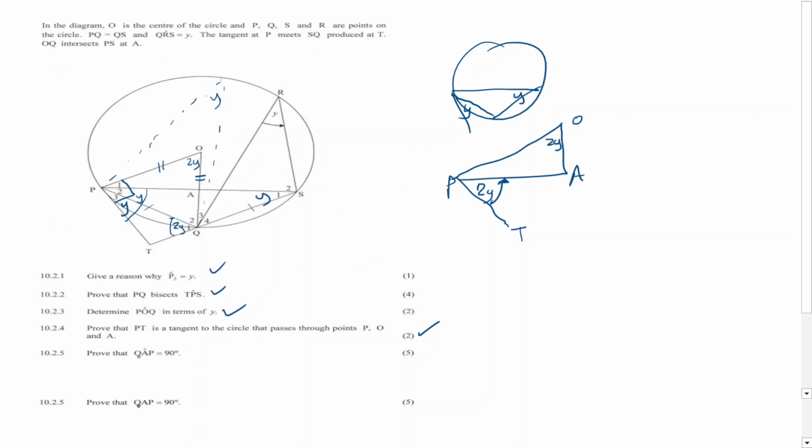And so lastly, prove that OAP, so this angle here, prove that it's 90. Well, we started discussing earlier that because this is perpendicular and we filled it in and we've got 2Y's so far, then this angle must be 90 minus 2Y. Your reason could just be adjacent angles. And then A would be 90. What's the reason for that? It would just be sum of triangle.